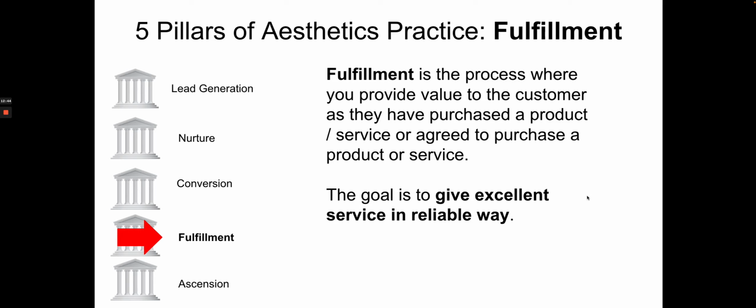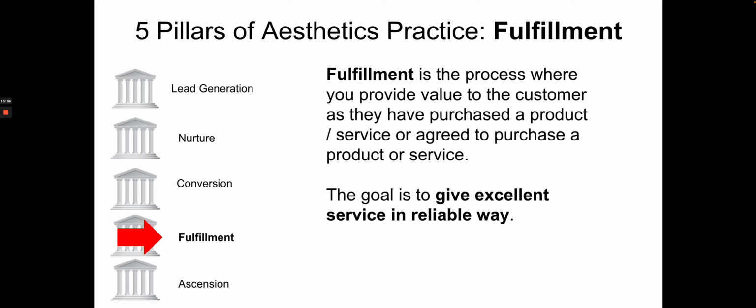The next pillar of the aesthetics practice is fulfillment. A lot of people miss this part because they're so focused on getting new patients, getting new customers, they forget about these last two. But fulfillment is a process where you provide value to the customer and give them what they purchased in a good, reliable manner with excellent service.